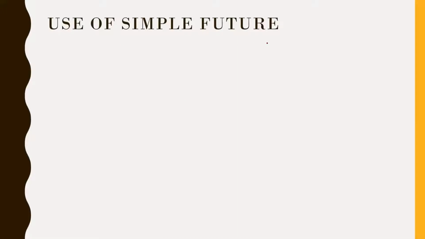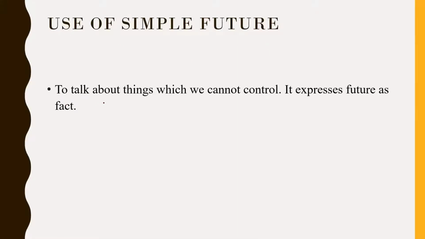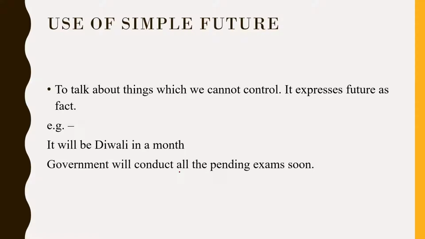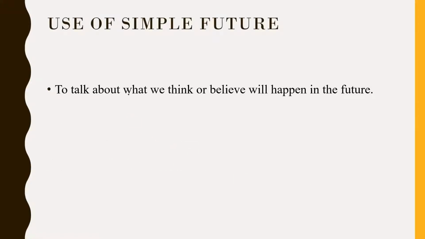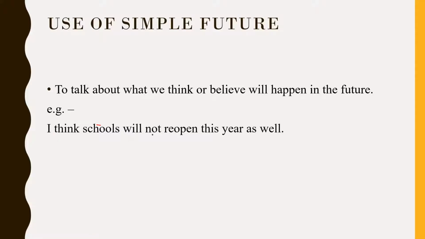Use of simple future. First, to talk about things which we cannot control, it expresses future as fact. Example: it will be Diwali in a month. Government will conduct all the pending exams soon. Second, to talk about what we think or believe will happen in the future. Example: I think schools will not reopen this year as well. Here, I feel, I believe this.